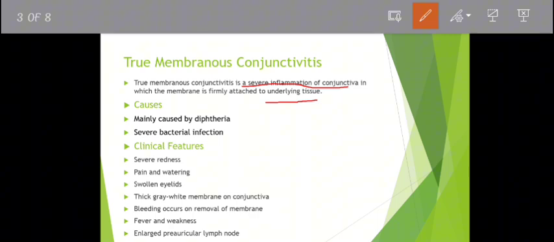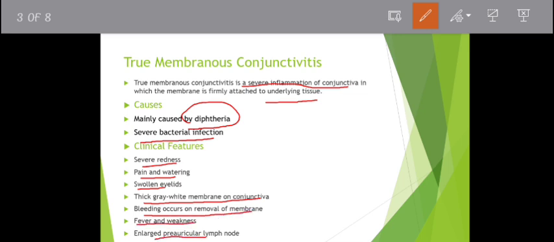The main cause is diphtheria, a severe bacterial infection. The clinical features of true membranous conjunctivitis are severe redness, pain and watering, swollen eyelid, thick grey-white membrane on the conjunctiva, bleeding on removal of the membrane, fever and weakness, and enlarged auricular lymph nodes.